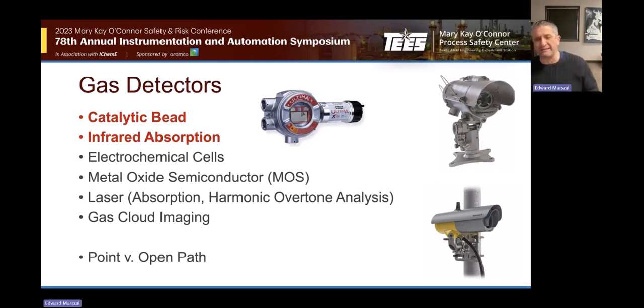But we're not going to do a deep dive into that, because usually you're not going to use those approaches to detect flammable gases, which is our primary concern here. There are even more, a wide variety of detector types.